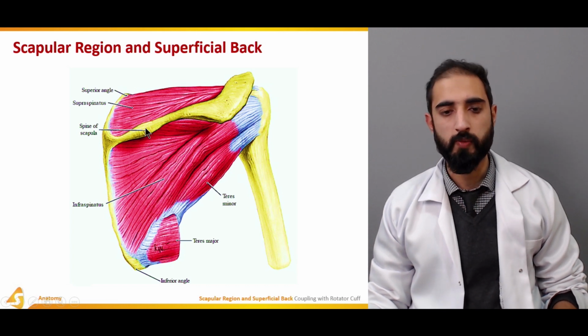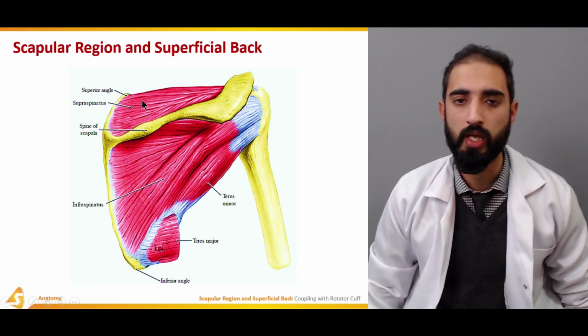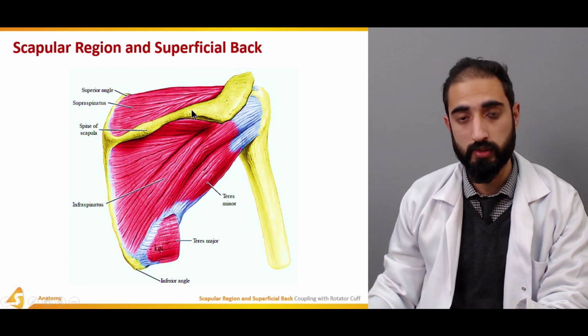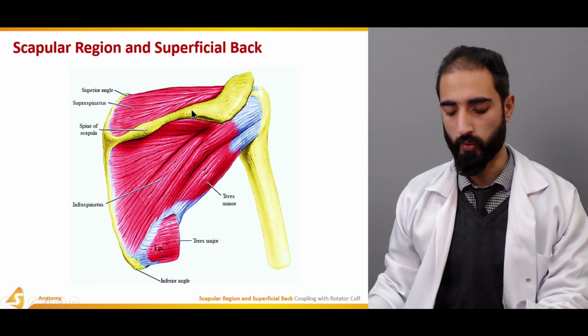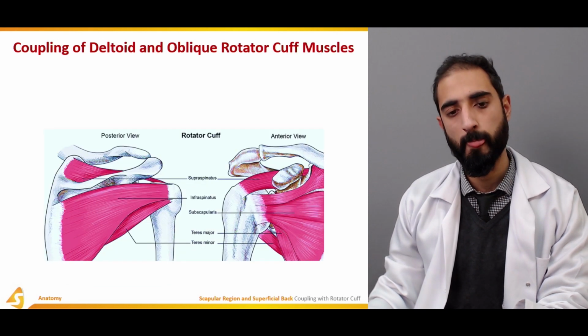So teres minor, infraspinatus, and supraspinatus are located on the posterior aspect, making the posterior aspect of the rotator cuff, and on the ventral aspect we have the subscapular fossa and subscapularis muscle, and these four muscles make up the rotator cuff, which are very important for the dynamic functioning and stability of the glenohumeral joint.